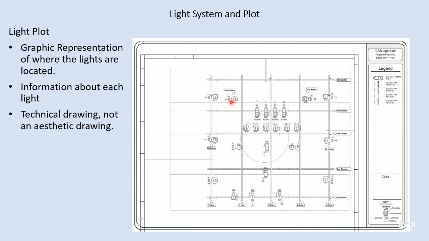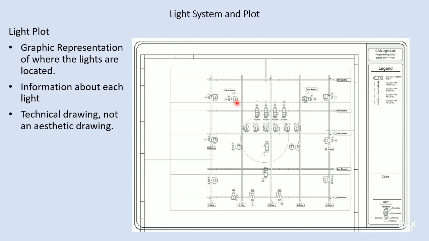It's just a drawing about where we're going to place the lights. There's also information about each light that surrounds it, and most of that is provided as a number. So there are a lot of numbers around a light, and sometimes it might seem really confusing, but once you understand what they mean, it's really pretty simple. A light plot is a technical drawing. Unlike a scenic drawing or costume sketches, it is simply a technical drawing.